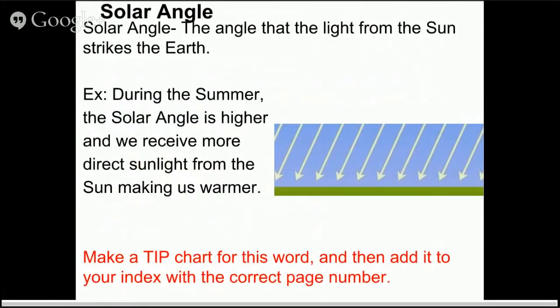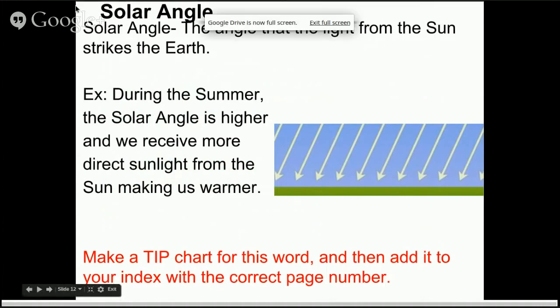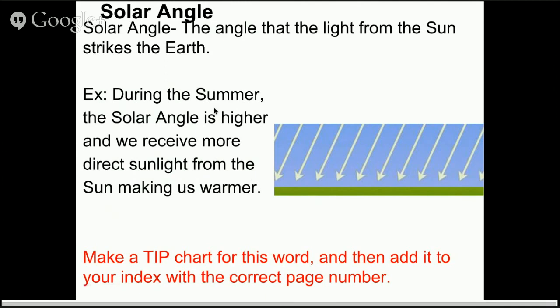All right. Next, let's introduce that word that I talked about, solar angle. You need to make a tip chart for this word. So write the word solar angle, give a definition, and then draw a picture. Go ahead and pause it. Okay, add solar angle to your index. So the solar angle: the more straight on you get the light, the warmer it's going to be. The more at an angle it is, the more tilted this light is, the less light we're going to get, and it's going to be colder.